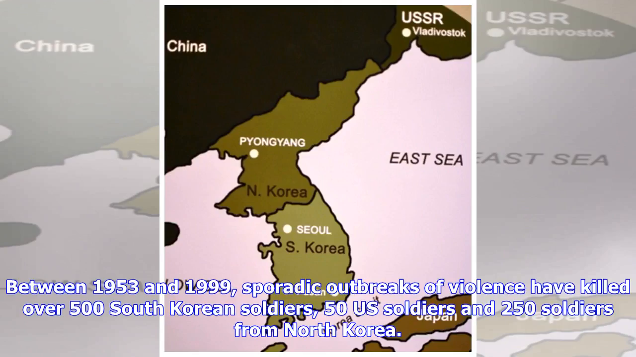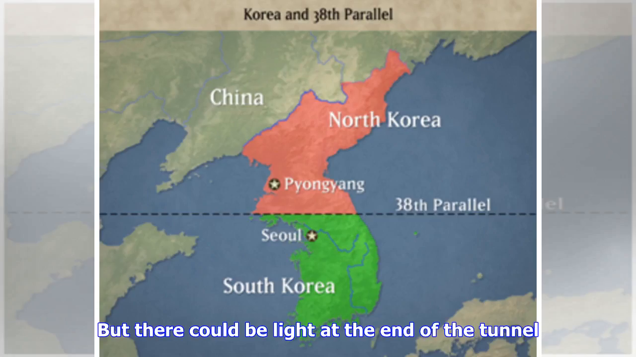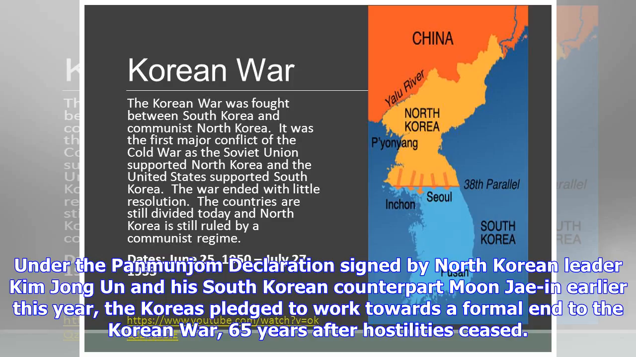Between 1953 and 1999, sporadic outbreaks of violence have killed over 500 South Korean soldiers, 50 U.S. soldiers and 250 soldiers from North Korea. But there could be light at the end of the tunnel. Under the Panmunjom Declaration signed by North Korean leader Kim Jong-un and his South Korean counterpart Moon Jae-in earlier this year, the Koreas pledged to work towards a formal end to the Korean War, 65 years after hostilities ceased.